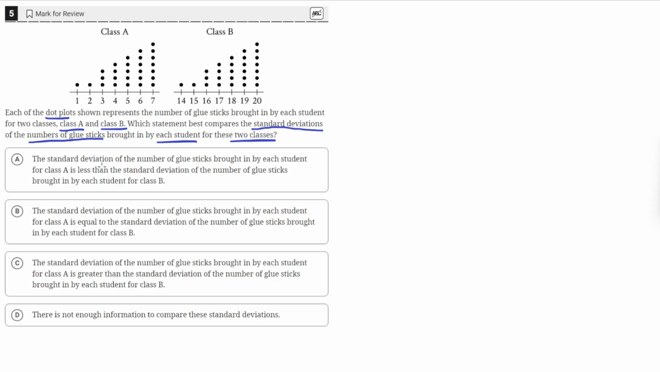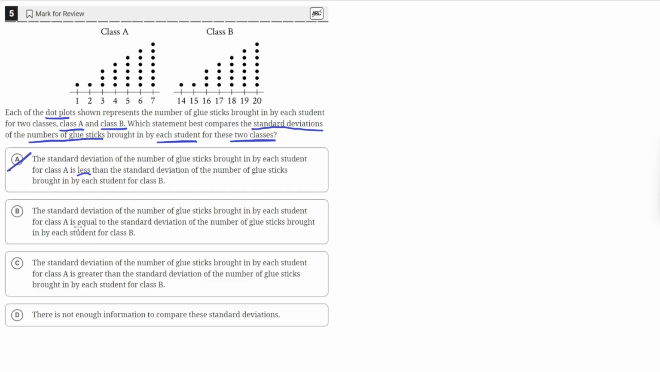So A is incorrect because it says the standard deviation of the number of glue sticks brought in by each student for Class A is less than the standard deviation of the number of glue sticks brought in by each student for Class B. That's incorrect because the standard deviation should be the same. One should not be greater or less than the other.